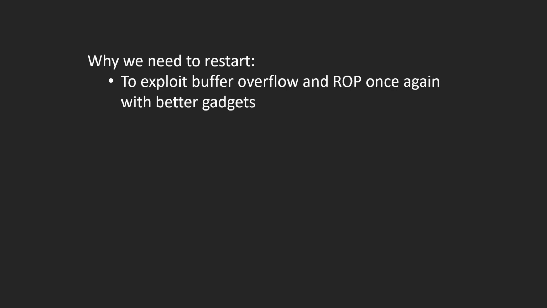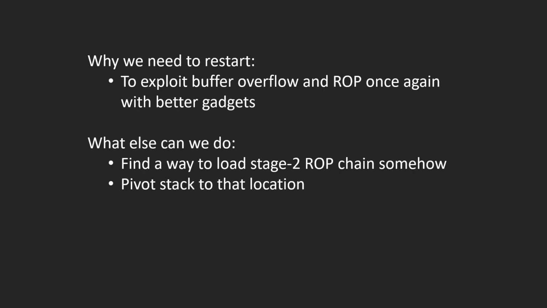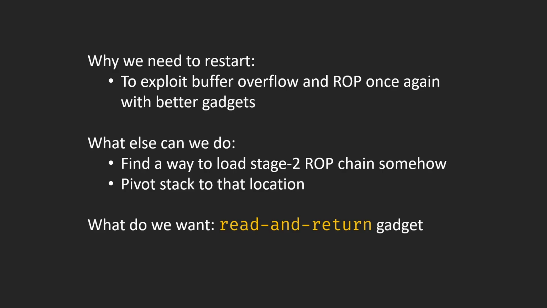That is another buffer overflow leading to ROP chain. But this time we will perform a return to system attack to spawn a shell because we have the entire libc at our disposal. So how do we achieve this without restarting the program? Well, we don't necessarily need to restart the program, we just need to find a way to load stage 2 ROP chain into memory and redirect code execution there. Basically, we need a read and return type of gadget.